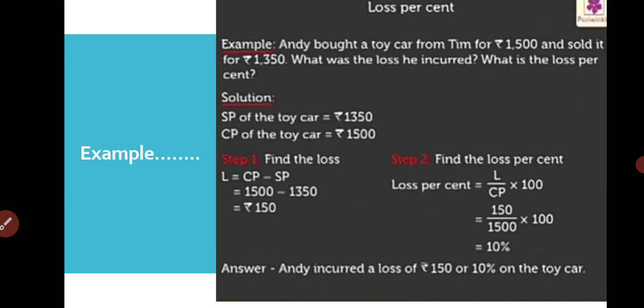Now we are asked to calculate loss percent. Therefore, loss percent is equal to loss upon cost price into 100. Loss is equal to 150, cost price is 1500, and then dividing and multiplying by 100, we get 10% as the loss incurred by Andy in selling a toy car.